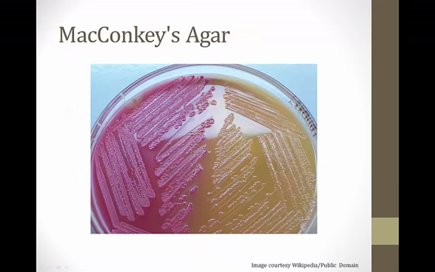And this is a picture of McConkey's agar, and there are some lactose fermenters on the left side of the dish, and they've turned the media pink. On the right side are some non-lactose fermenters, and you can see that they are growing as colorless colonies.